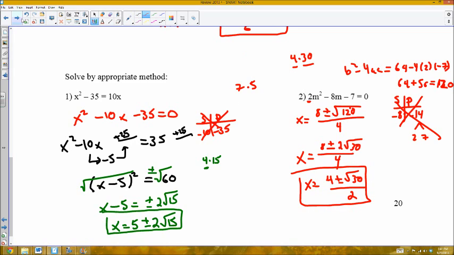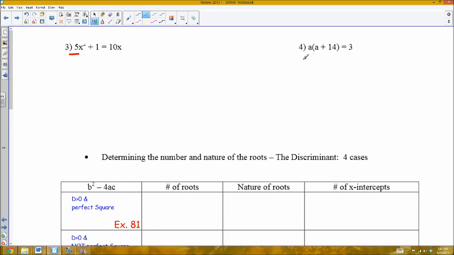Okay, now there are 2 more examples for this on the next page. I'd like you to try these 2 examples on your own.